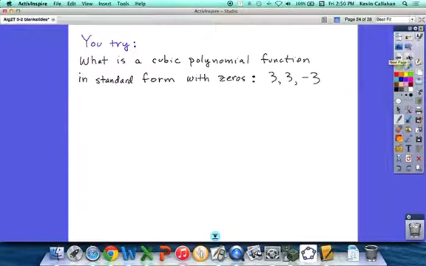So try to do the same thing with that. Remember, turn those zeros into linear factors, and then put those linear factors on y equals. And then it's a cubic function, so again, you're going to need 4 points.